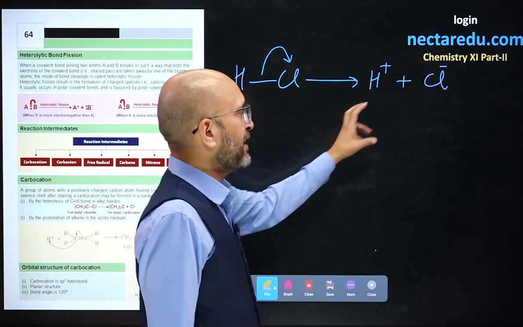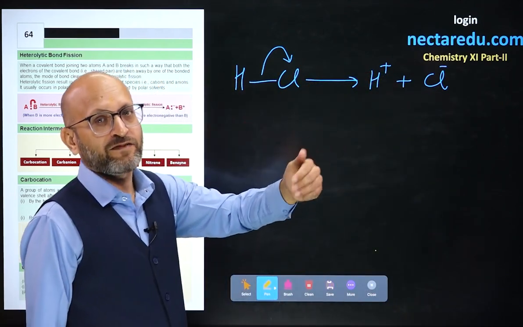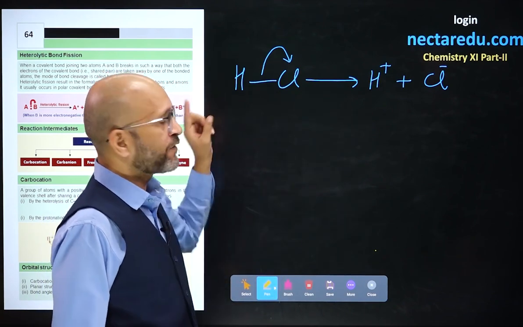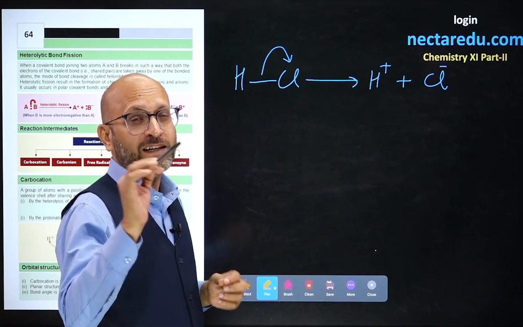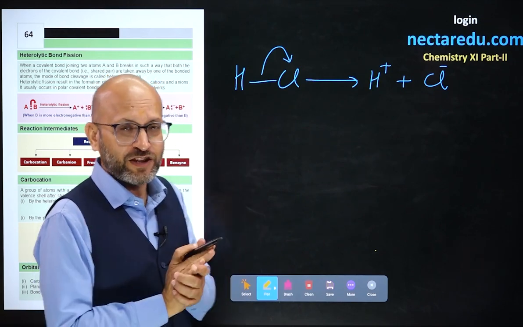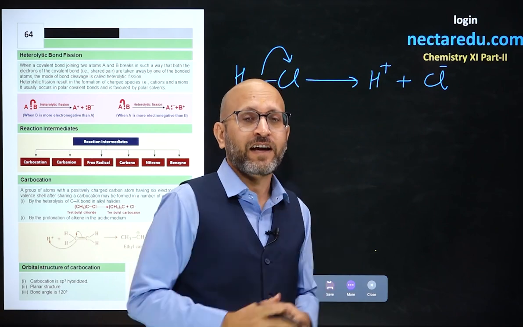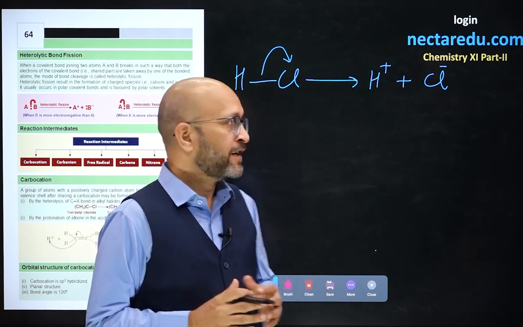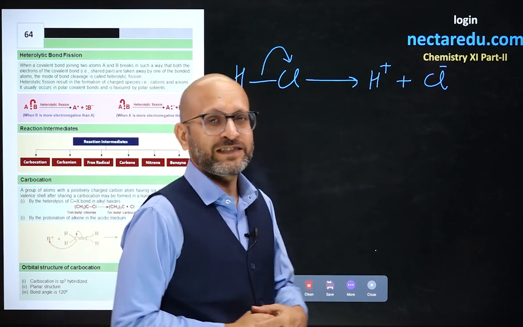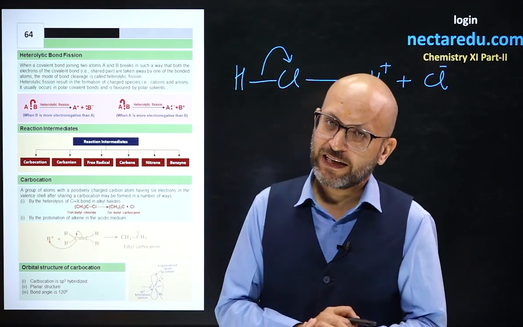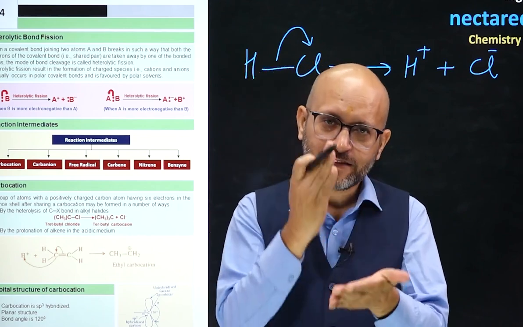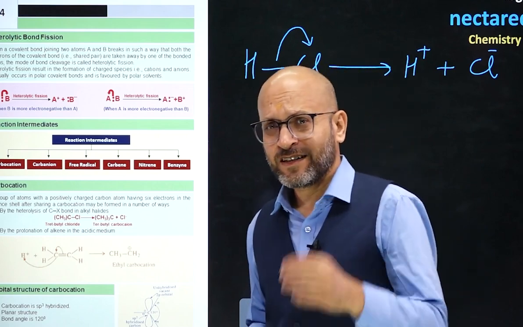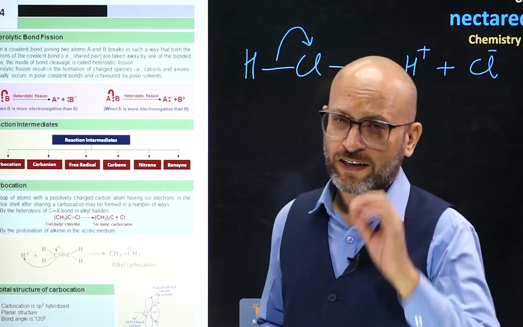So one positive ion and one negative ion, and the negative ion will always be formed from the more electronegative atom. Such kind of cleavage is known as heterolytic cleavage. Heterolytic cleavage gives rise to a positive and negative ion, whereas homolytic cleavage gives rise to free radicals. So the more electronegative atom will always gain the negative charge and the less electronegative will gain the positive charge after the bond is broken. Alright. So this is what happens in heterolytic cleavage.